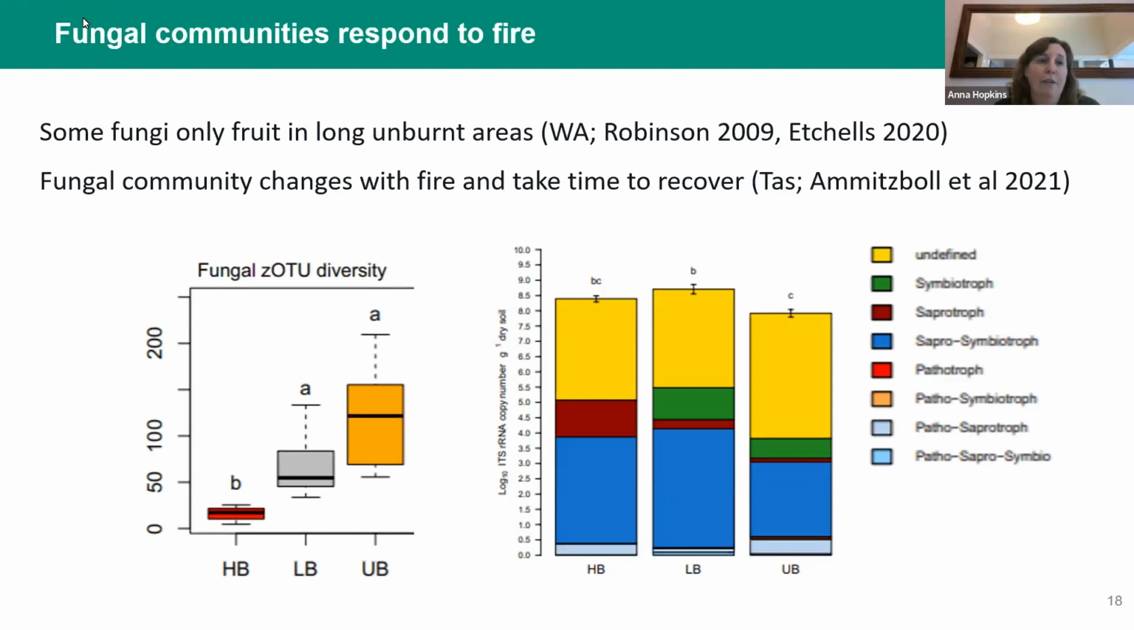We've known for a long time, for example, that there are some fungi that do respond positively to fire and will only fruit after fire, or that will only fruit in long unburnt areas. So there's quite a lot of information about that. And some recent work by Hans Amitsbol and Sue Baker in Tasmania has also shown similar patterns to what we're showing, that there's a decrease in fungal diversity and decrease in fungal species richness with increasing disturbance of fire, and that there's a decrease in the mycorrhizal species in response to fire too. So that on the right-hand side, those green coloured bars, the symbiotrophs there.